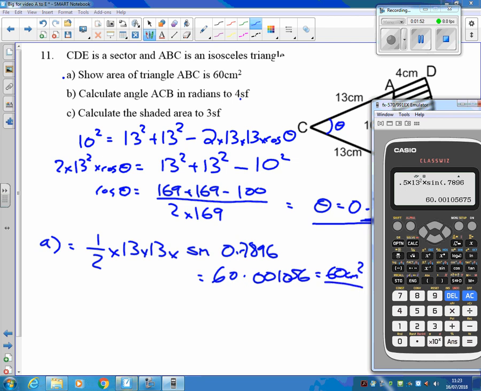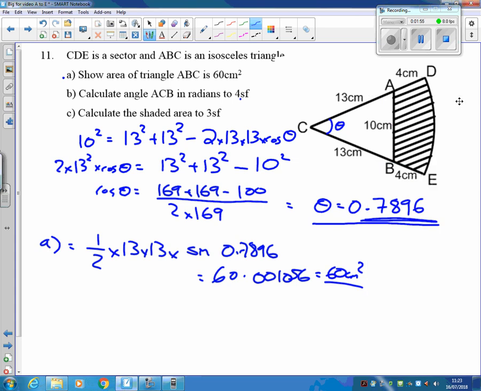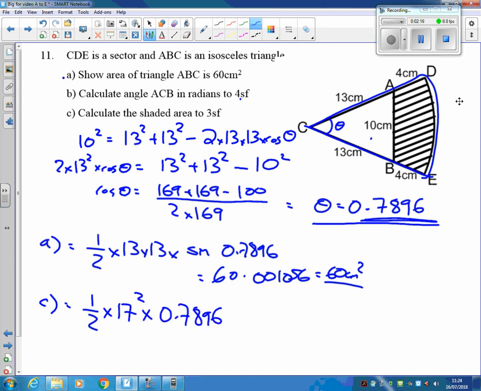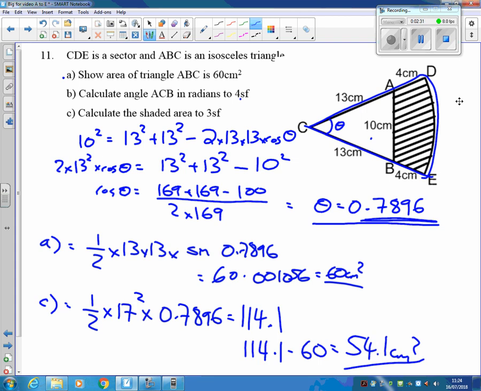Finally, you're asked in part C to find the shaded region, and so the shaded region is the sector take away the triangle, and the sector area is a half times the new radius. Is not 13 now, is it? It's 17, so it's a half r squared times theta, and that works out to be 114.1. So now take away the 60, and it gives us 54.1 centimeters squared. And that's what most people did.